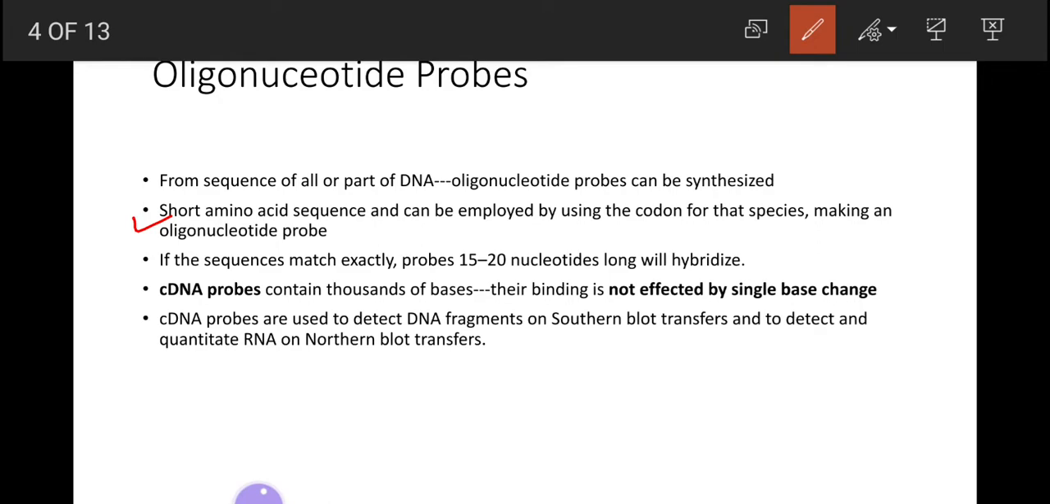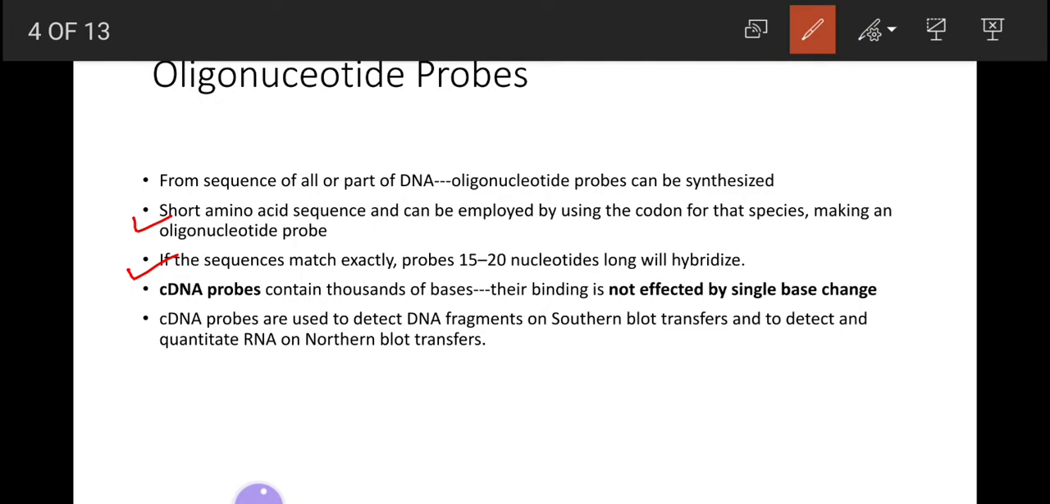But in this case, as you know, there is more than one codon for one amino acid, so a set or a mixture of oligonucleotide probes will be synthesized. If the sequence matches the probe exactly, which is 15 to 20 nucleotides long, it will hybridize.